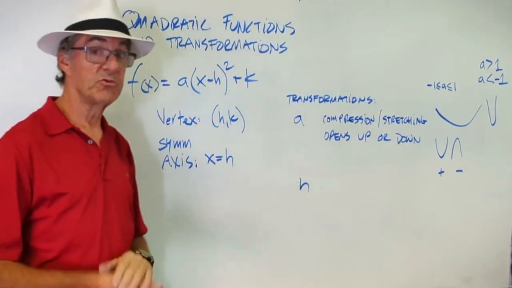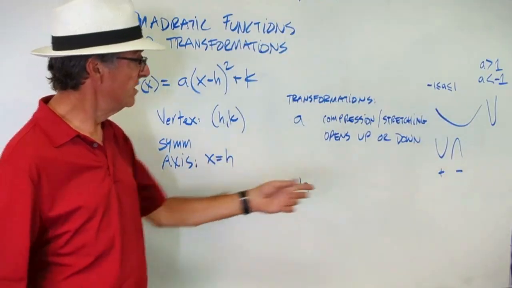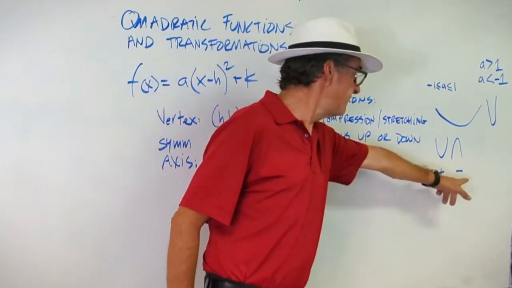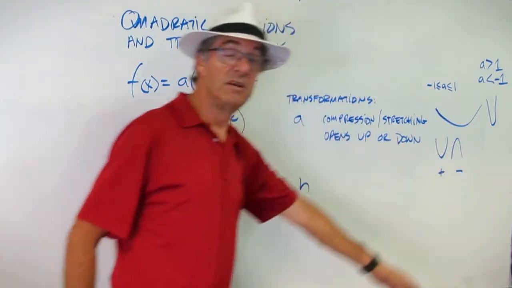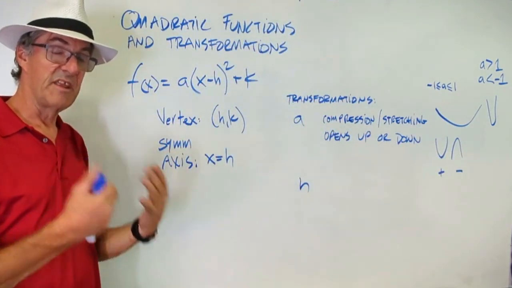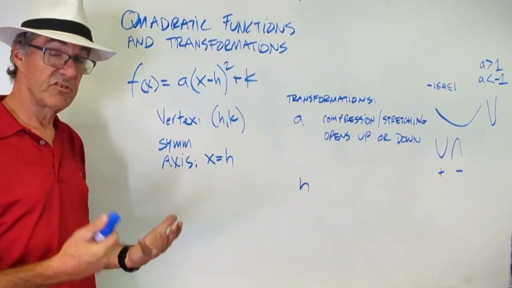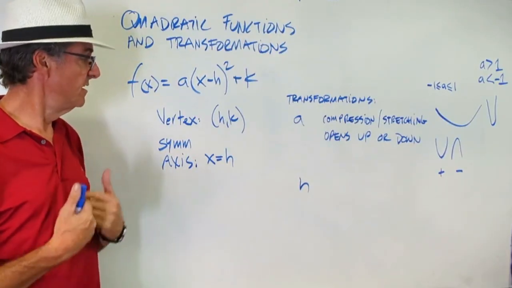a also controls whether it opens up or down. So I've got my little graphs here. If a is positive, it opens up. If a is negative, it opens down. So a is one of the most important things that controls the shape of the parabola. So that's a transformation of the mother parabola.